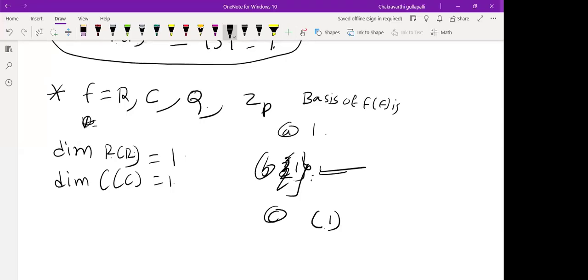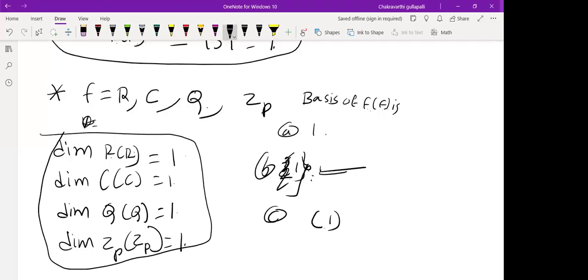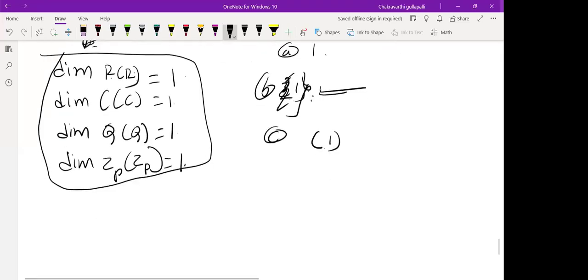So for R over R also singleton {1}. For C over C also singleton {1}, like that. So for Q over Q also, the field dimension is 1. Dimension of Z_p over Z_p, the set of all modulo systems we have discussed, for example Z_3 over Z_3, is 1. Prime number, p should be prime. Standard basis, very, very important. So what is the basis? Singleton {1}. Dimensions are these.